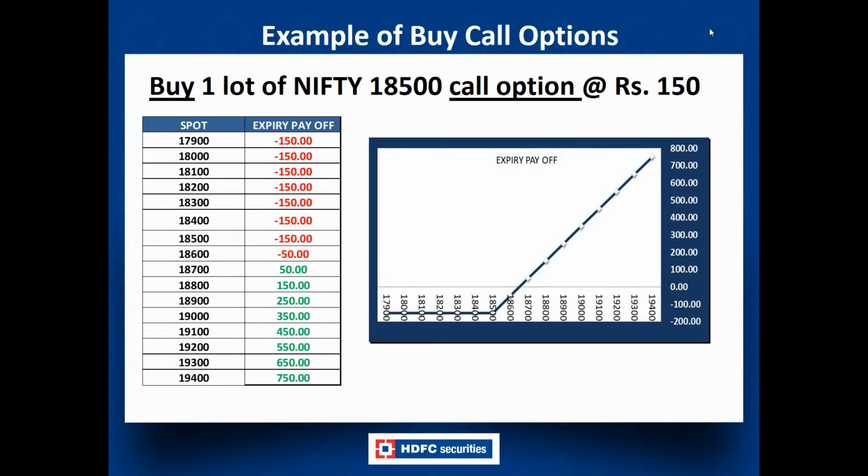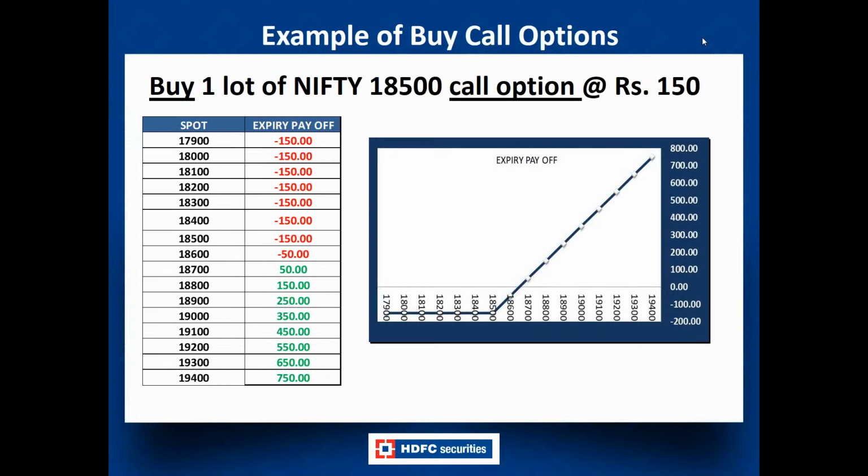Since I'm a buyer of an option, my maximum risk is just 150 rupees and not more than that. The capital required to buy this option is only 150 rupees into the lot size, and one lot of Nifty is 50 shares. So net 7,500 is my maximum investment in buying the call option. My risk is also limited: 7,500 is my maximum risk if my view doesn't go right, that is, if Nifty doesn't go above 18,500 levels.